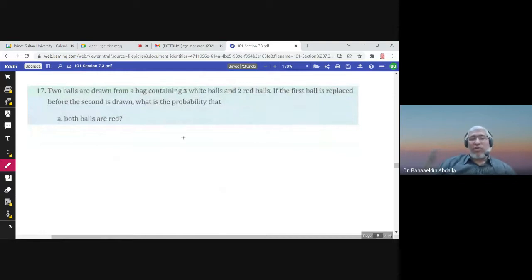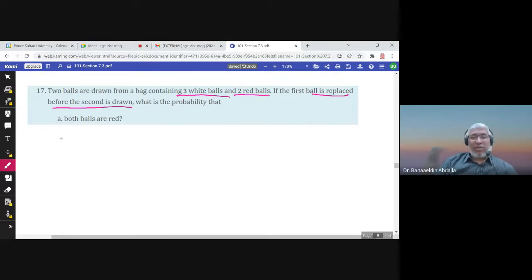Two balls are drawn from a bag containing 3 white balls and 2 red balls. If the first ball is replaced before the second is drawn. Now we are replacing. When you replace the ball, you put it back, so the number of balls will not change. What is the probability that both balls are red?